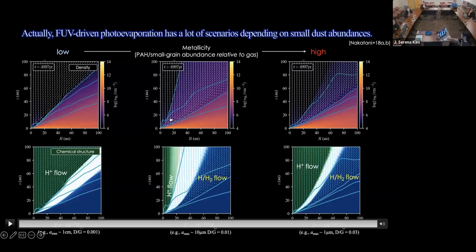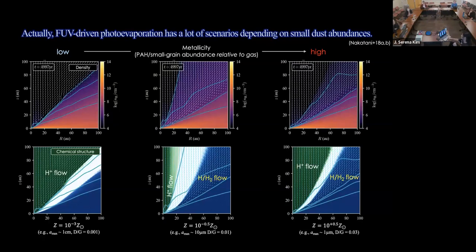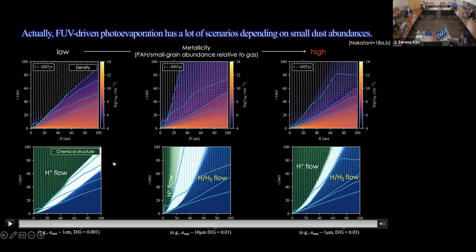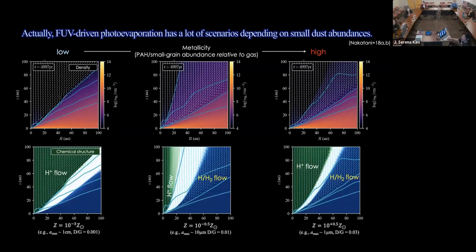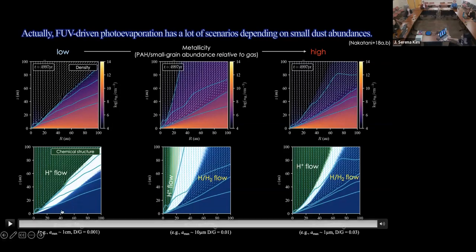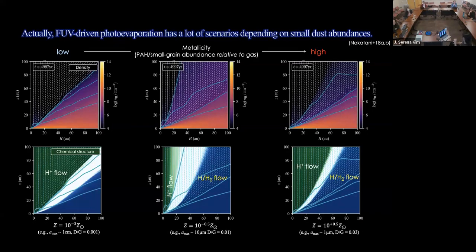In my study in 2018, I varied metallicities of the disk, and I couldn't see the molecular photoevaporative winds in the lowest metallicity case. This is simply because the amount of small grains, which are the main contributors to FUV heating, is very low. So it slows photoelectric heating in FUV photoevaporation.